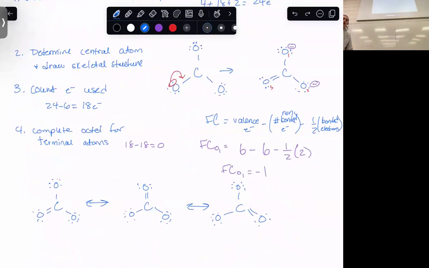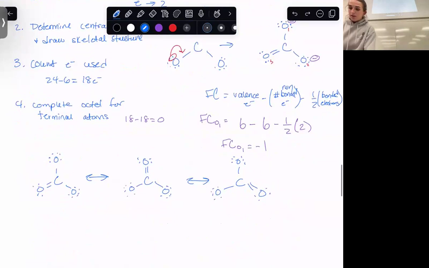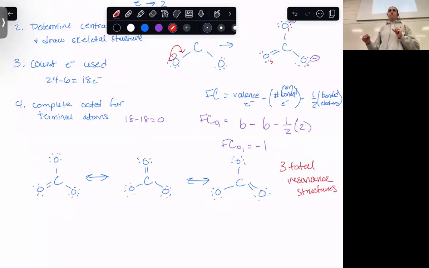Alrighty, I have more questions for you. We said that there were 3 total resonance structures. How many sigma bonds are in this structure? In a single structure? And where are they? Good, so there's 3 total sigma bonds.